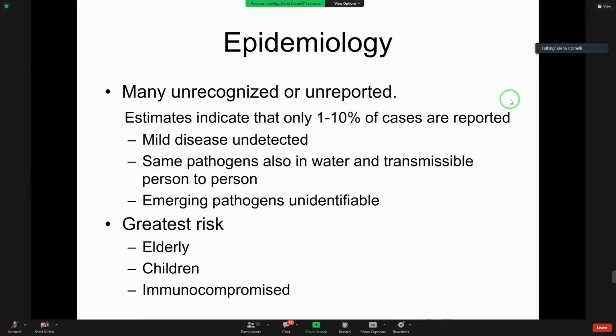So the estimate that we have is that only 1 to 10% of the cases are in fact reported. And as one may expect, across the population, individuals who are more at risk are the elderly, children, and immune-compromised individuals.